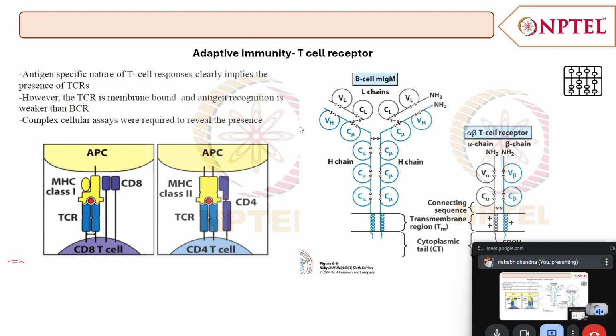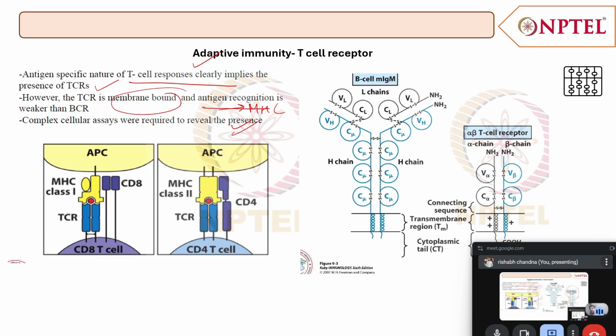Now we are moving to the T cell receptor. Like the B cell receptor, we have the T cell receptor also. The antigen specific nature of T cell responses clearly implies the presence of T cell receptors. However, the TCR is membrane bound and its recognition is weaker than the BCR. That's why it requires the MHC complex to present the antigen. Then complex cellular assays were required to reveal its presence.